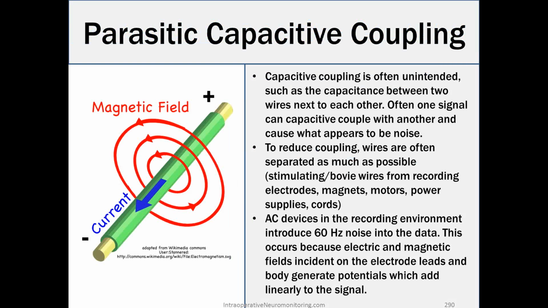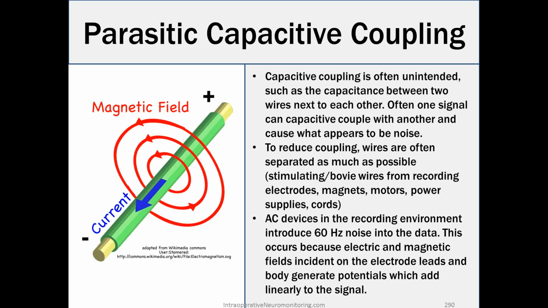Parasitic capacitive coupling. Capacitive coupling is often unintended, such as the capacitance between two wires next to each other. Often one signal can capacitively couple with another and cause what appears to be noise. To reduce coupling, wires are often separated as much as possible, such as stimulating electrodes and Bovie wires from recording electrodes, magnets, motors, power supplies, and other cords.